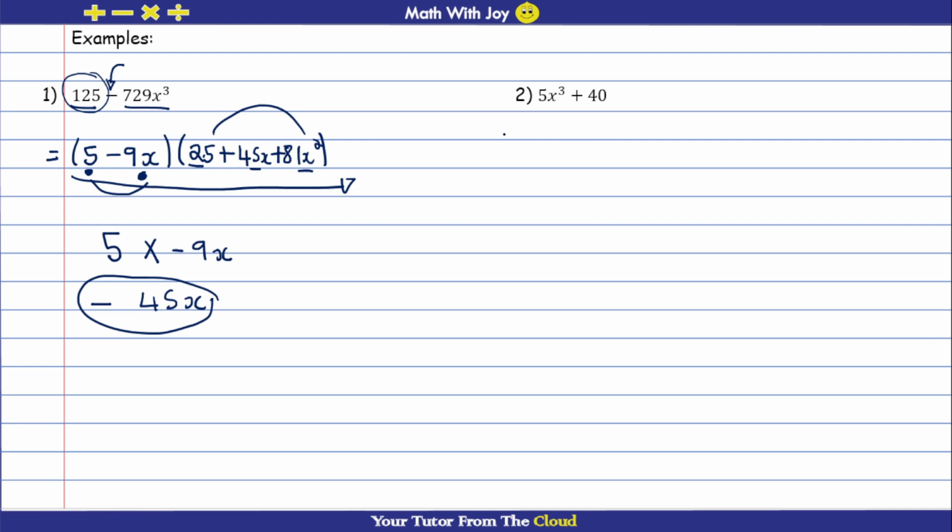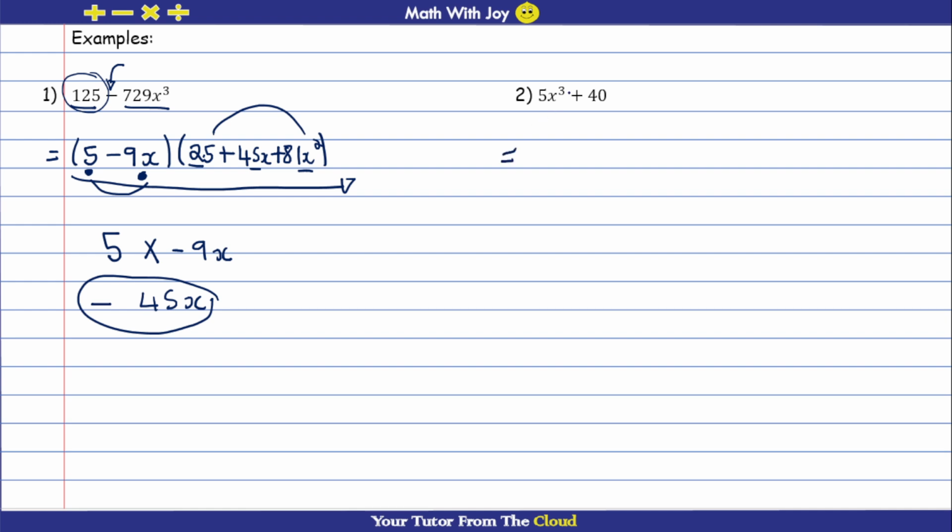Now let's go to the next question. Again, we want to open two brackets, but firstly, we always have to check if we can take out the highest common factor, of which we can for this one.